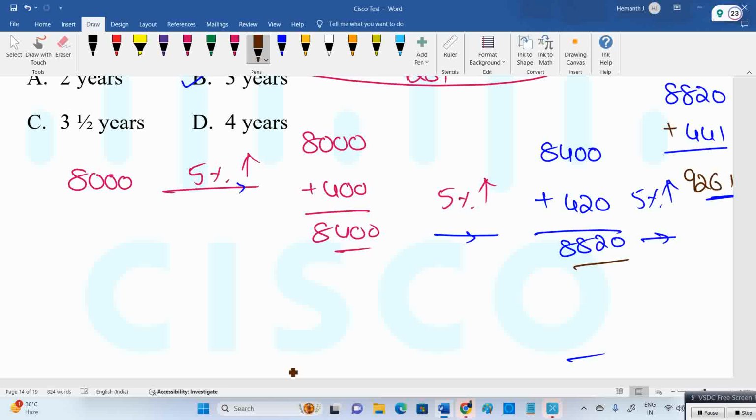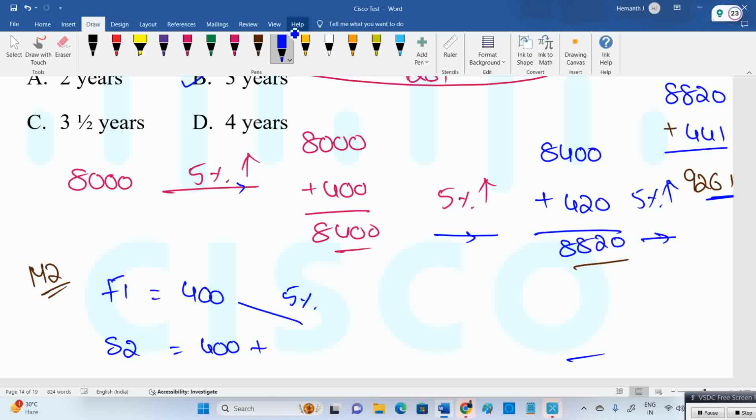Fine. So let's see another method to solve this question. See, 5% for 8,000 is how much? First year, I'm writing F1. 5% for 8,000 is 400. Second year is 400 plus 5% of that. What is 5% for 400? 20. So second year is 420. I want 1,261. Now 400, 420 is 820 only. I didn't reach the 1,261 extra required. This is all about what is the extra.